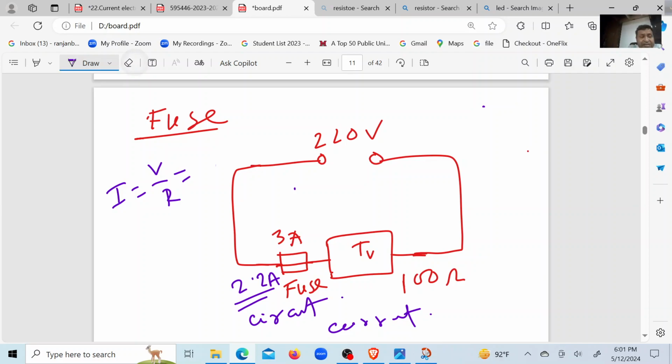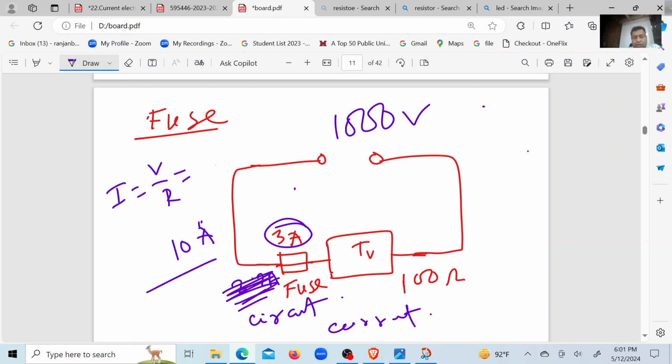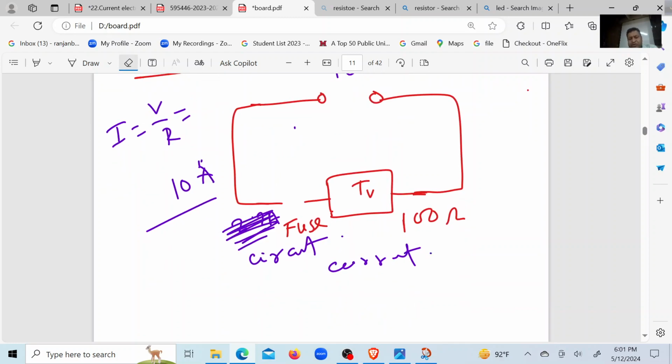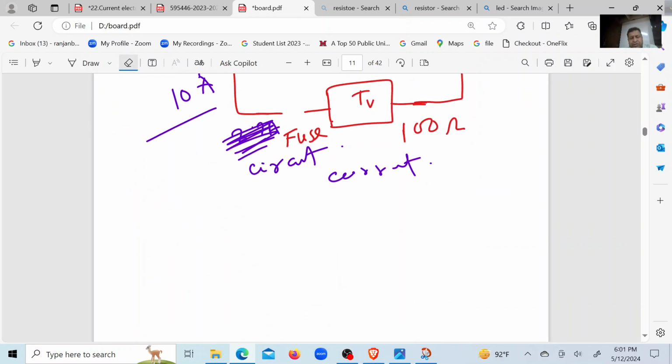But for some unnecessary, unexpected reason, if the voltage turns to 1,000 volt, and the current suddenly goes to 10 ampere instead of 2.2, look, before the TV gets damaged, the fuse will be burnt. Within a moment, this fuse will burn. So the TV is safe, right? And it will disconnect the circuit. So this is the function of a fuse. So hope you understood. Okay.